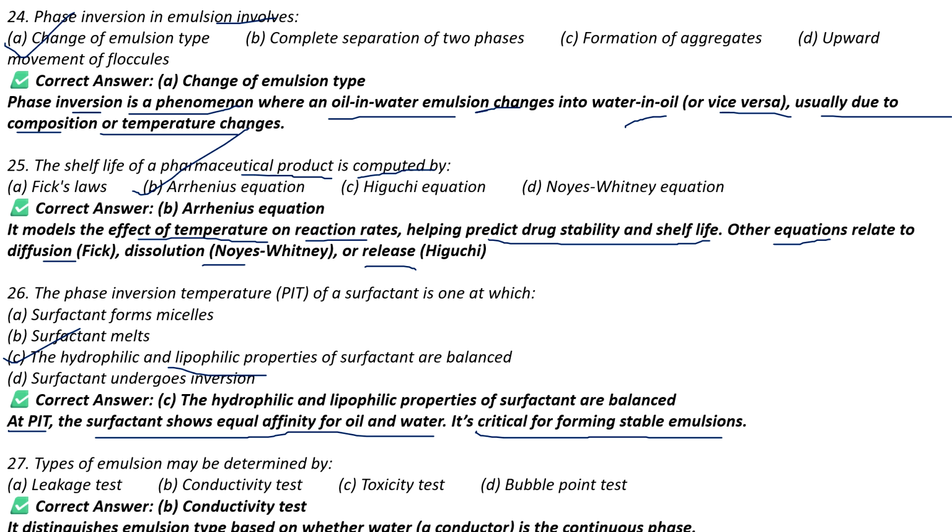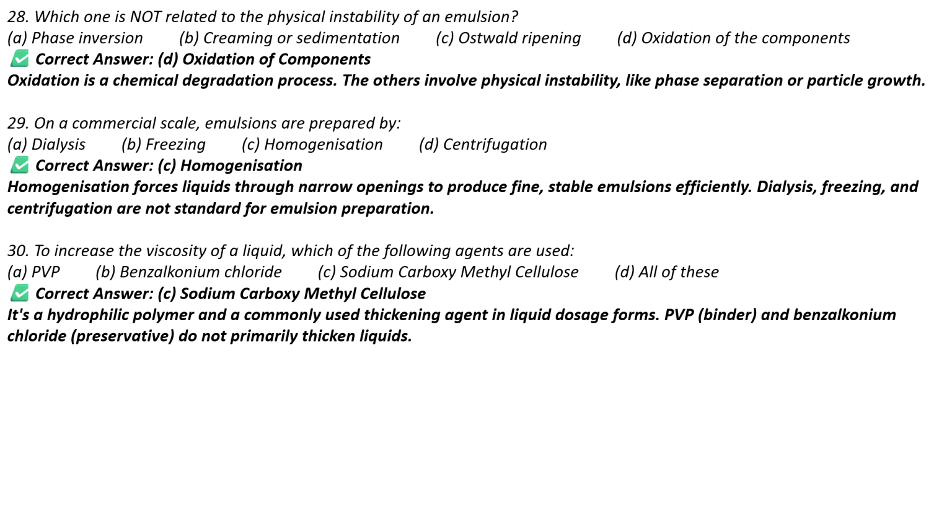The type of emulsion may be determined by, options are leakage test, conductivity test, toxicity test, bubble point test. So the conductivity test helps in distinguishing the emulsion type based on whether a conductor is the continuous phase or not. So we can say a conductivity test is used to determine the type of emulsion. So moving on to the next question.